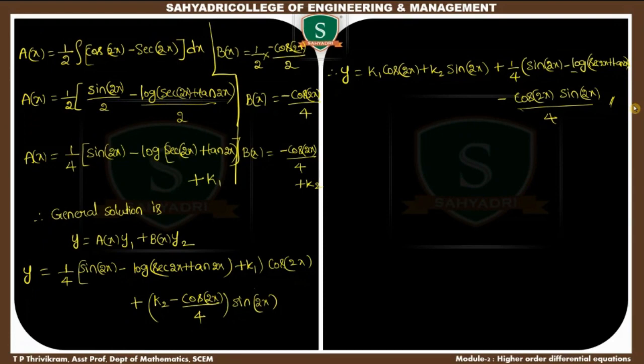Getting? Here plus k1 you write, here plus k2 you write. Integrating constants.